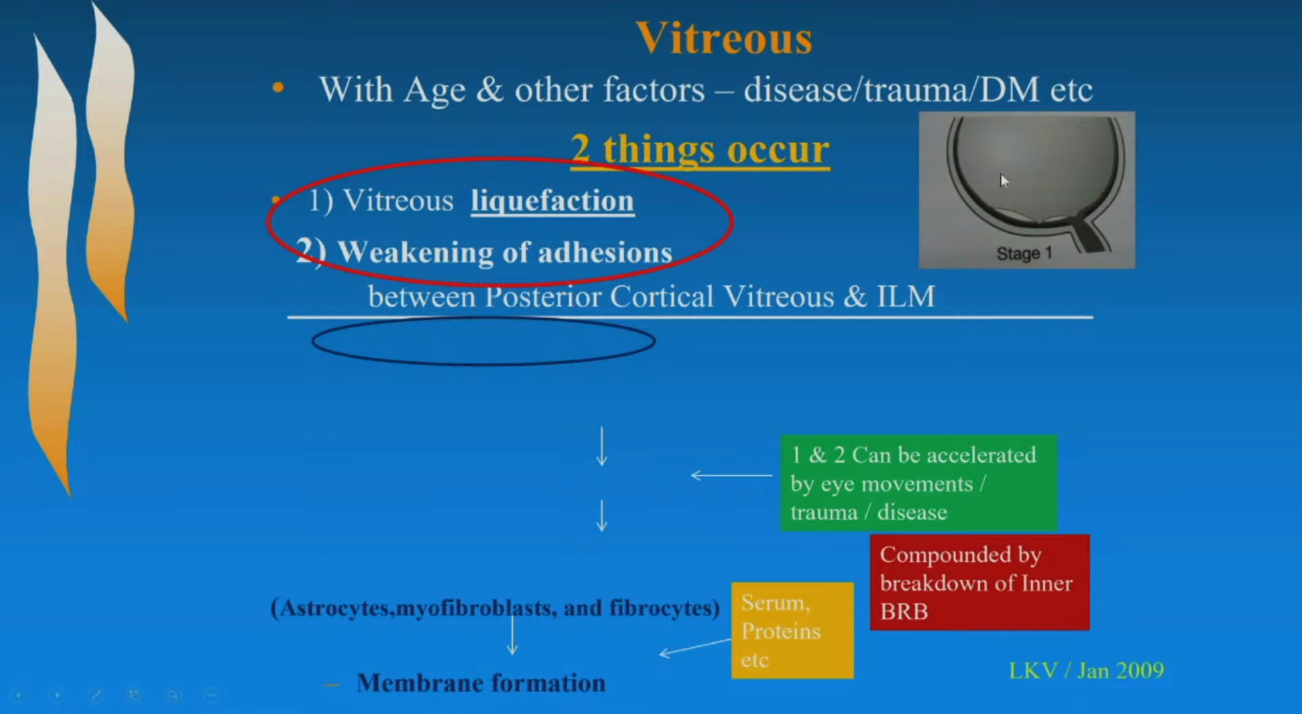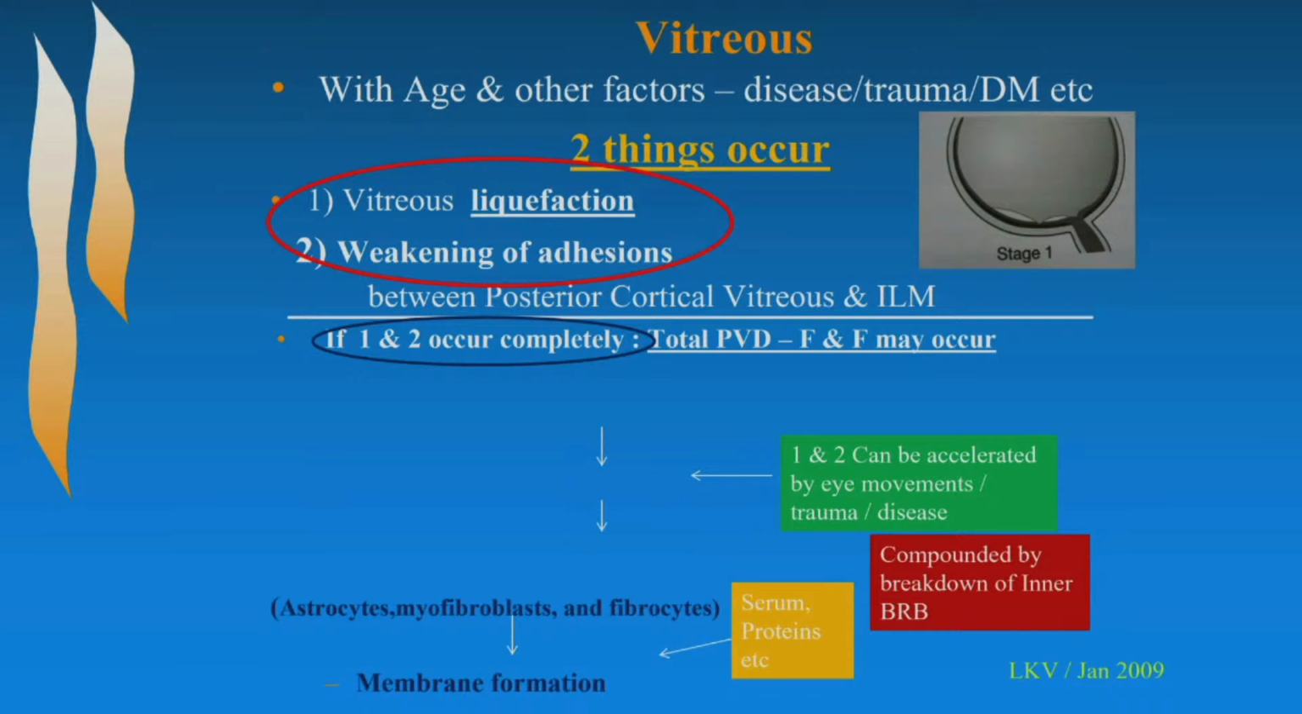Another thing is attachment of the vitreous to retina gets weakened between the cortical vitreous and the ILM. So if both these processes, that is liquefaction as well as adherence, occur concurrently and completely, that means 1 and 2 occur completely, then what you get is total PVD.